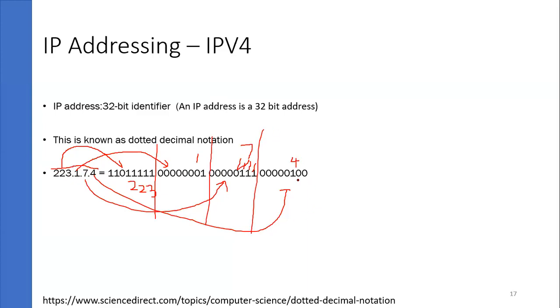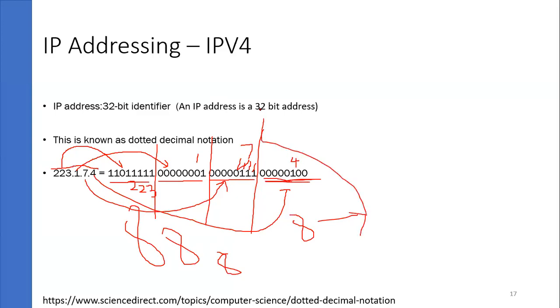Now you may see 1, 2, 3, 4, 5, 6, 7, 8. 8 bits are here, 8 bits are here, 8 bits are here, 8 bits are here. Altogether it's 32 bit. It's 32 bit addressing.